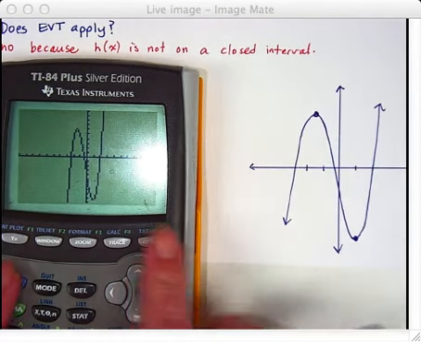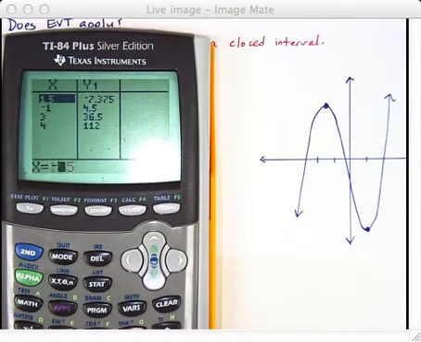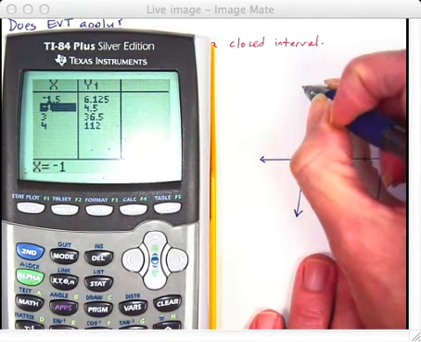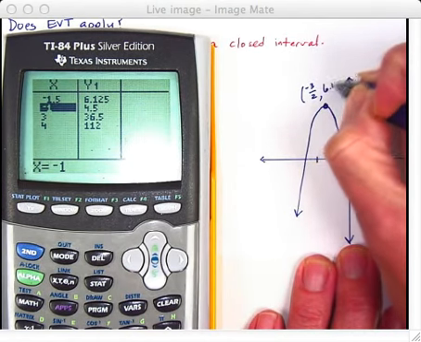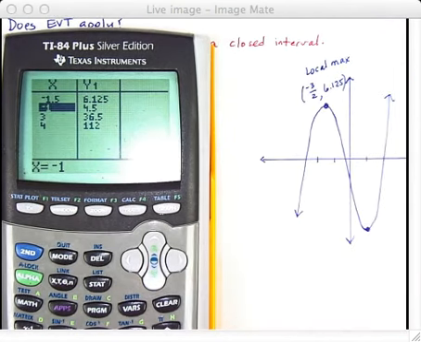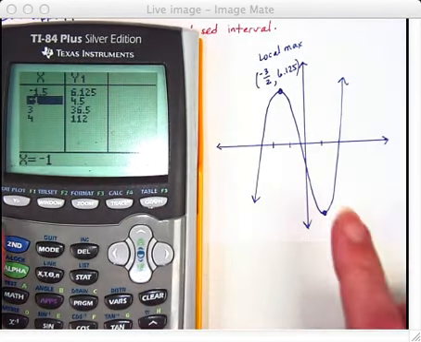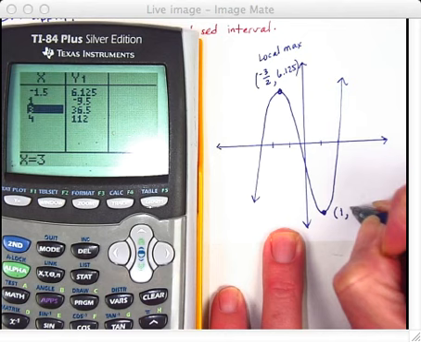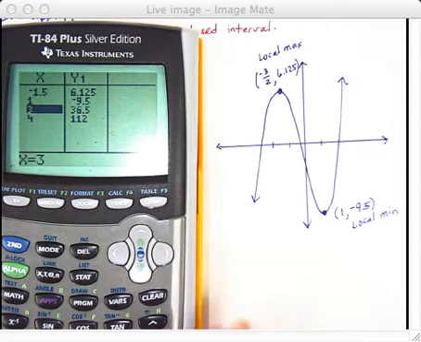So I can then go to my table, and I'm going to type in negative 3 halves. And here's my output. So here's negative 3 halves, comma, 6.125. And that's my local max. If you want to find out what that is as a fraction, feel free. And then at x equal to 1, my output is negative 9.5, and that's my local min. Done.